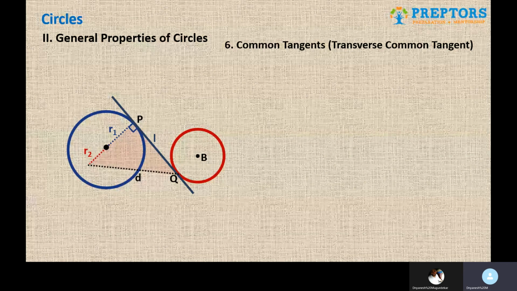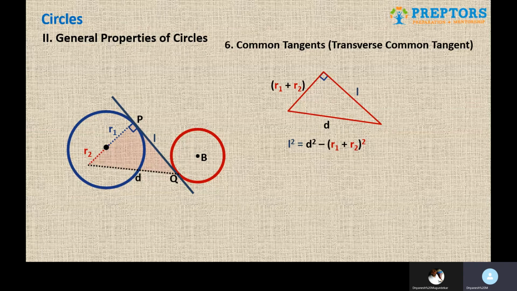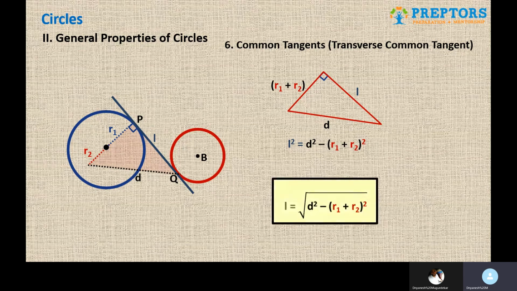So again, using the Pythagoras theorem here, the three sides are L, D, and R1 and R2. Again we can use the formula and we get the answer. L square is equal to D square minus R1 plus R2 the whole square. So instead of R1 minus R2 the whole square, we are getting R1 plus R2 the whole square. So the formula is L is equal to square root of D square minus R1 plus R2 the whole square. That's what transverse common tangents are.